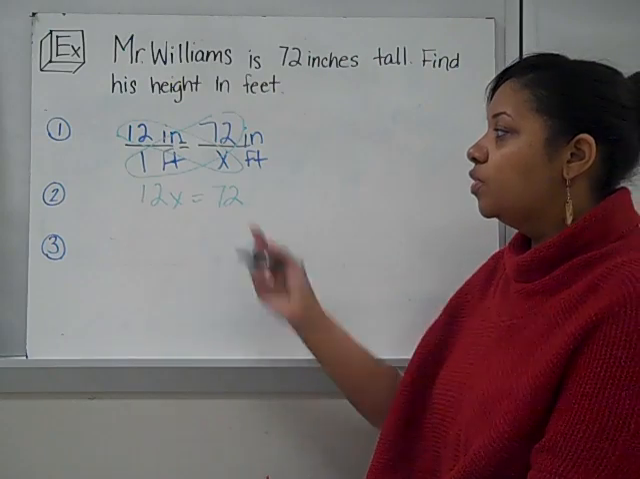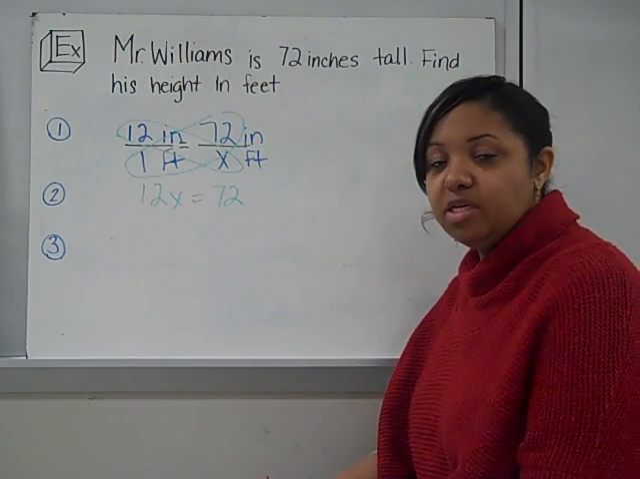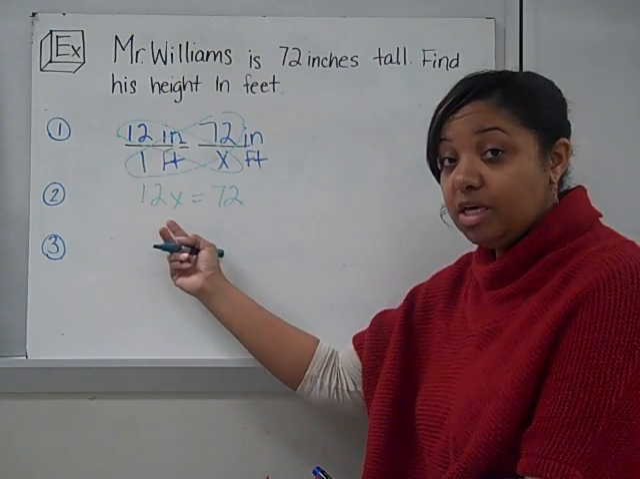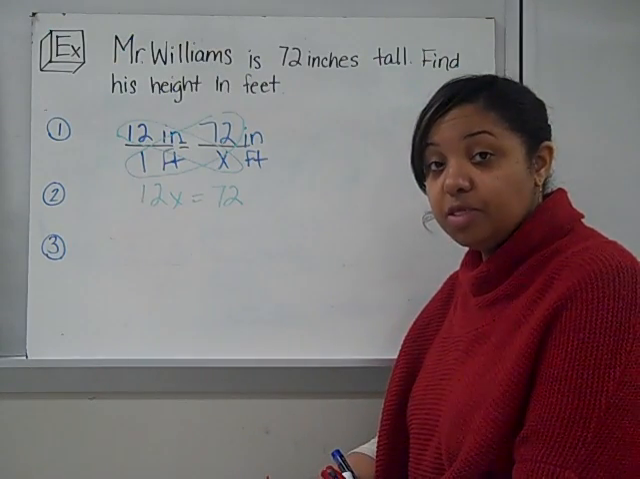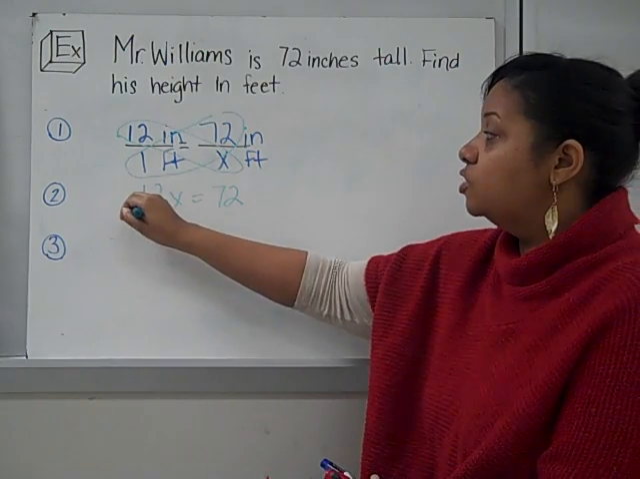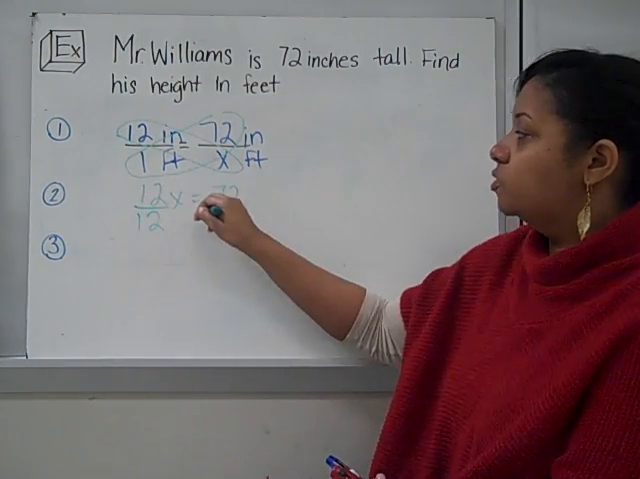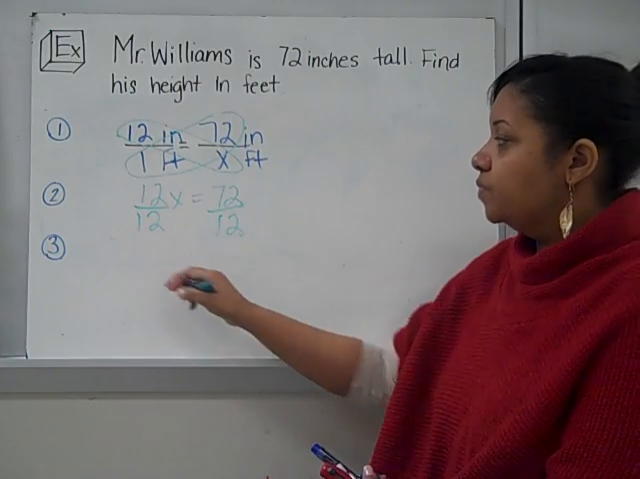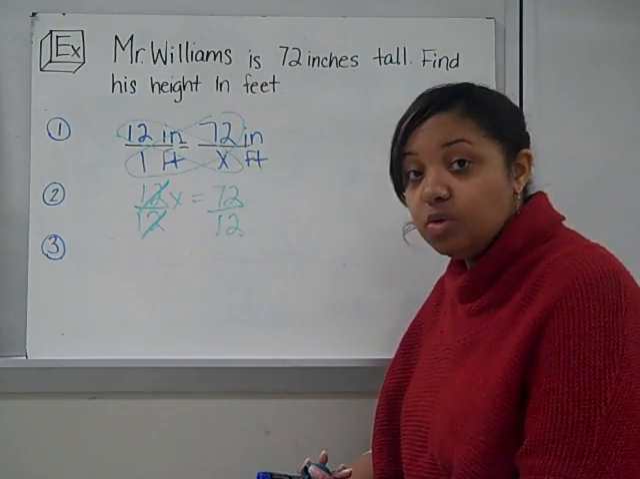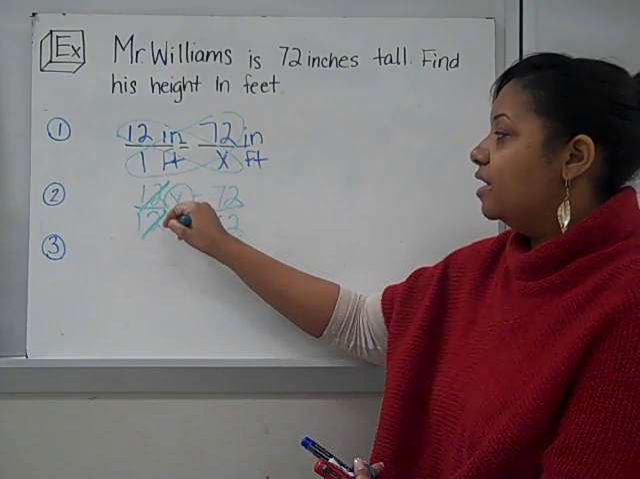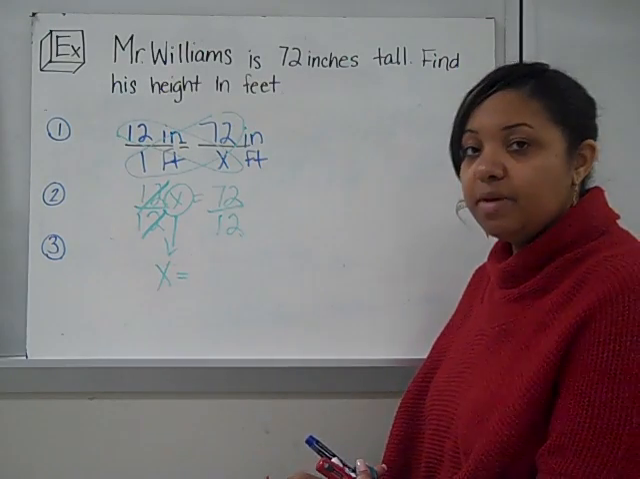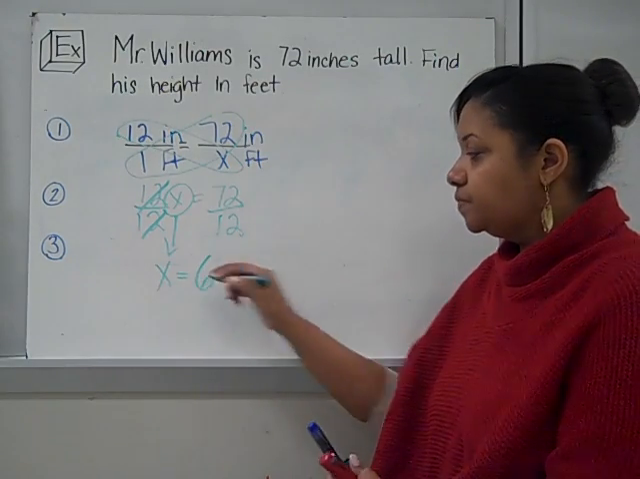Okay. Now at this point we have to get our x by itself. And right now it is attached to 12 by way of multiplication. You have to do the opposite of multiplication, which is division, in order to get the x by itself. So we're going to divide by 12 on both sides. And what happens is, remember, the 12s cancel out because 12 divided by 12 is 1. The x gets to come down. And 72 divided by 12 is 6.